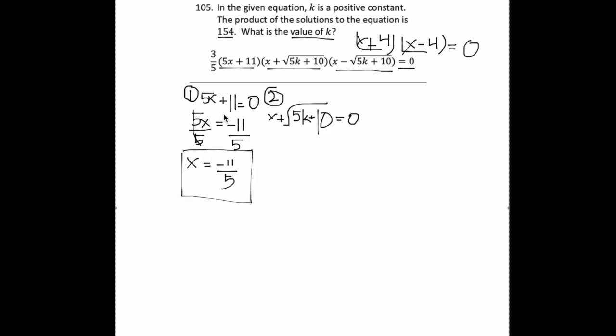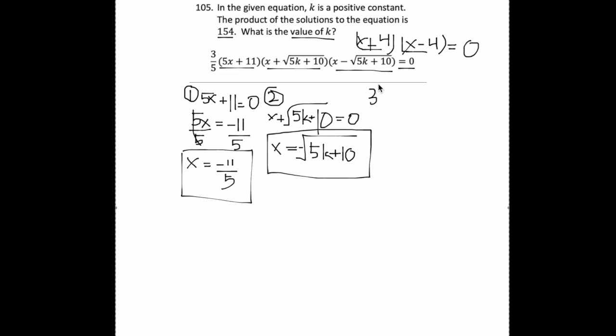Just like in the first part, we just solve for x. Don't get carried away by k here. All we have to do is solve for x as we do. So if we subtract the square root of 5k plus 10 to the other side of the equation, we just get x equals negative the square root of 5k plus 10.